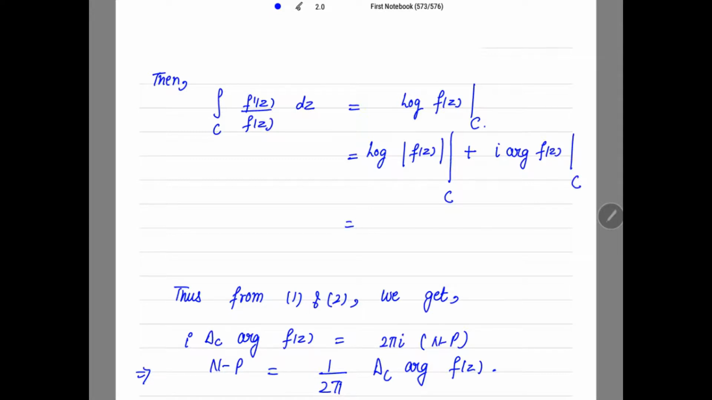Now if I have the values for the integral, because it is a closed contour with the same initial and final points, when we put the values, final value minus initial value, since both are the same, this will be 0 plus i times the variation of argument f(z), as we just read. So it is delta C, the variation of argument f(z), right? Okay, mark this as your 2.